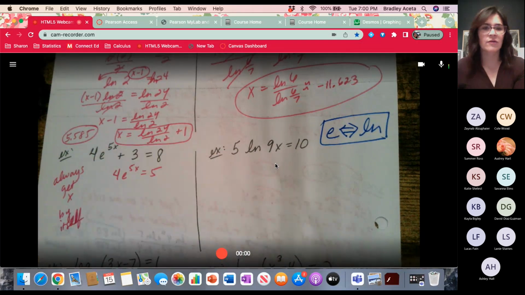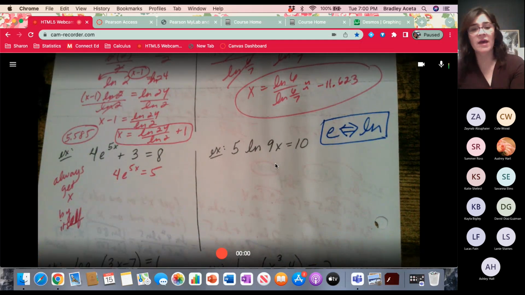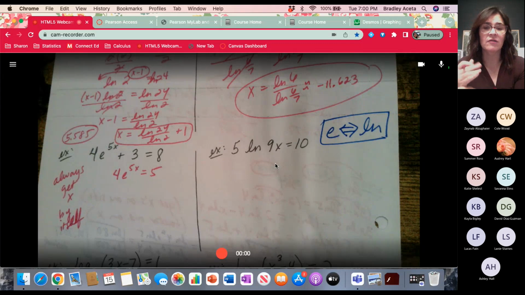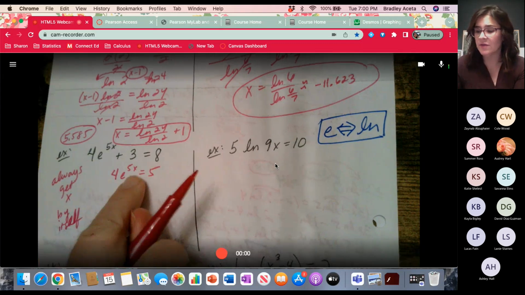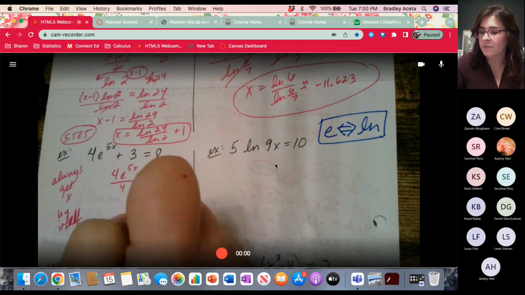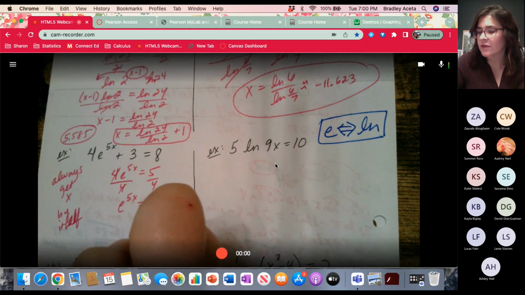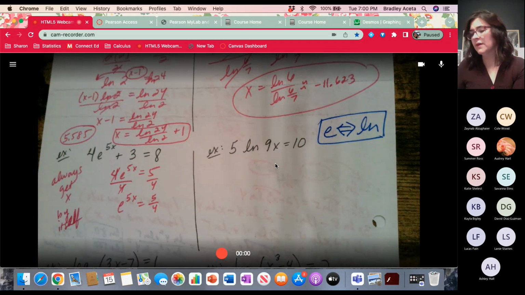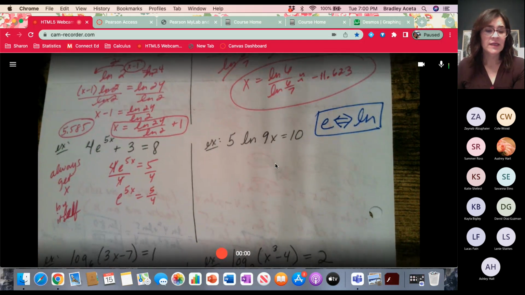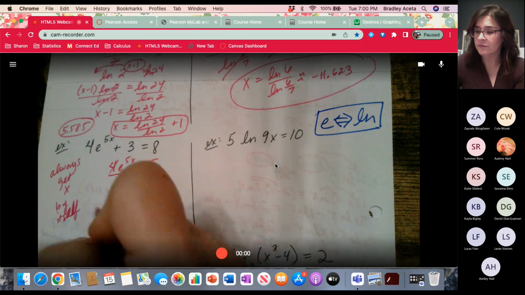You can minus that 3 over. Hey, that 4, you can divide him out. You want that e to be by itself. As much as you can, get that exponential part by itself. e to the 5x equals 5/4. And now to undo an e, you ln it.